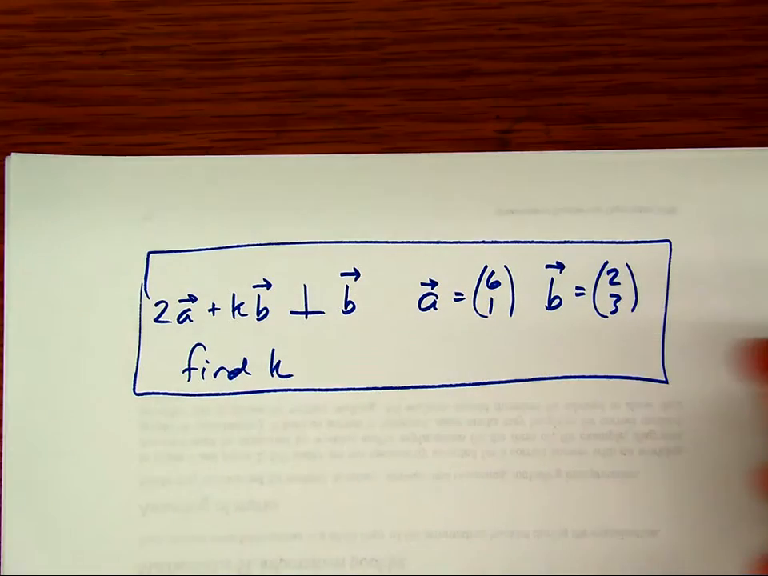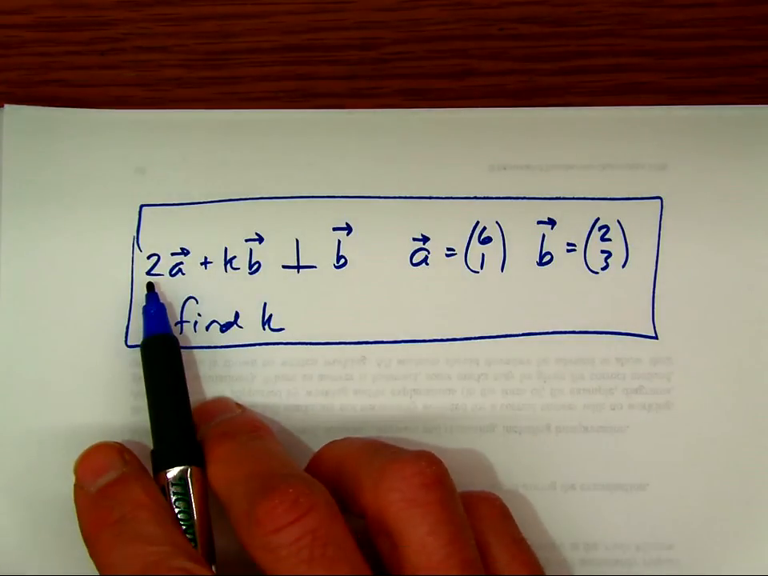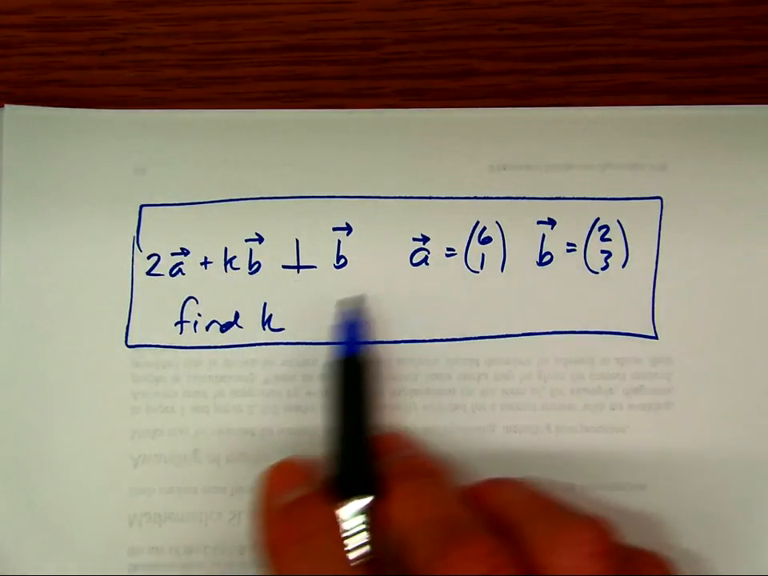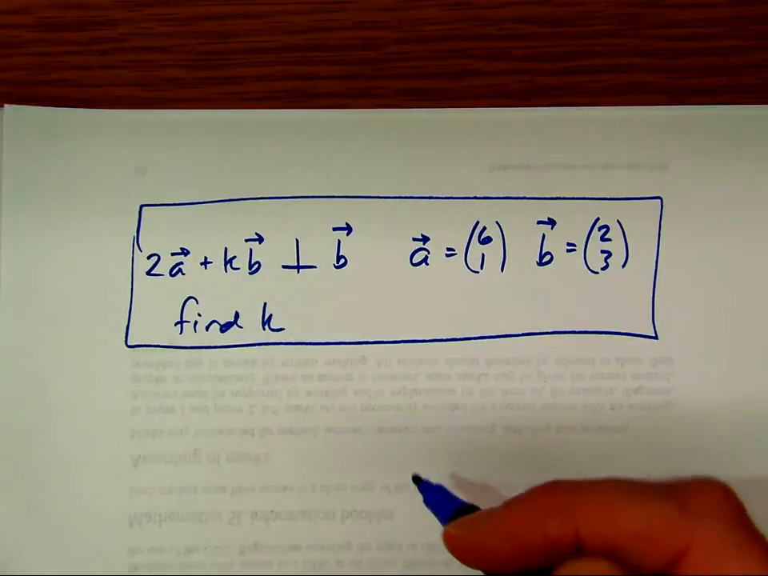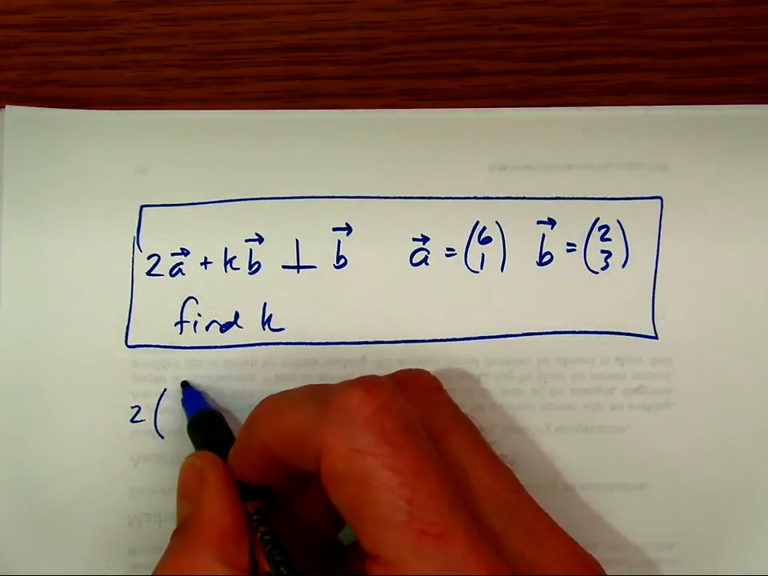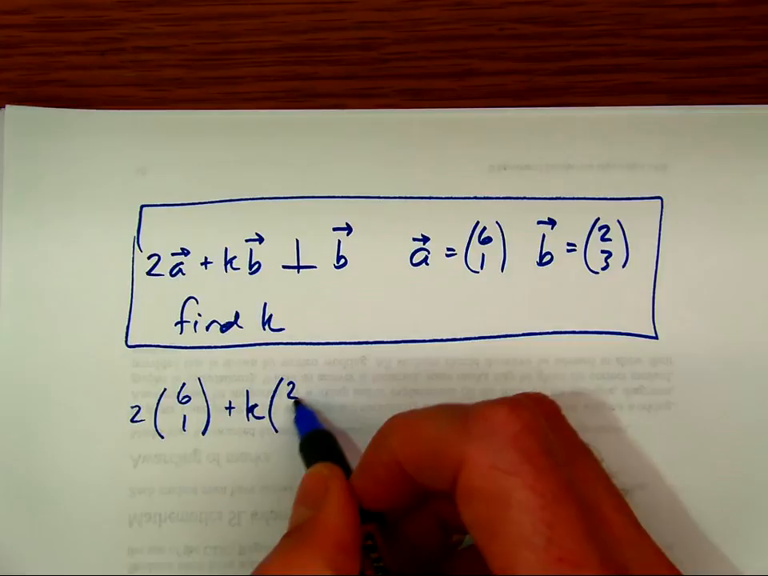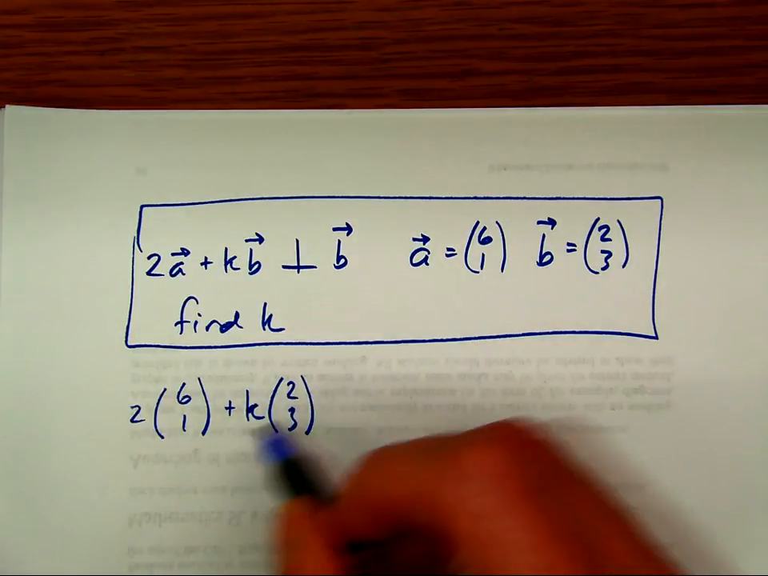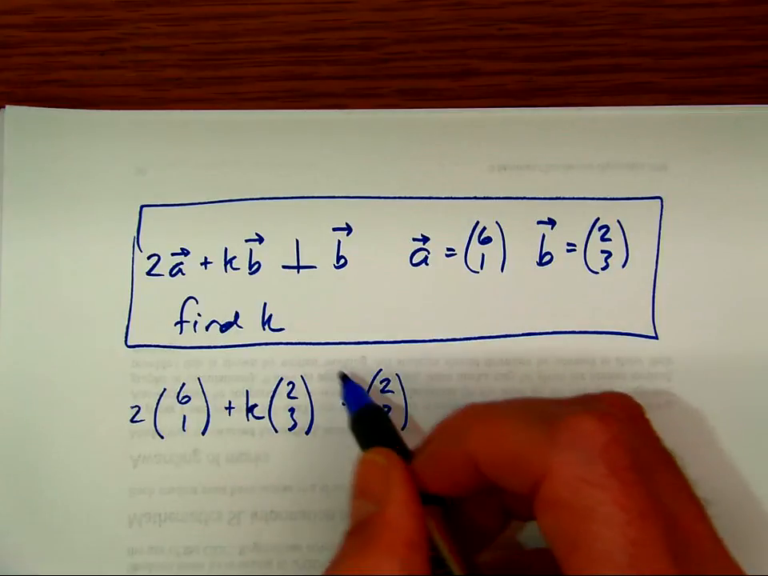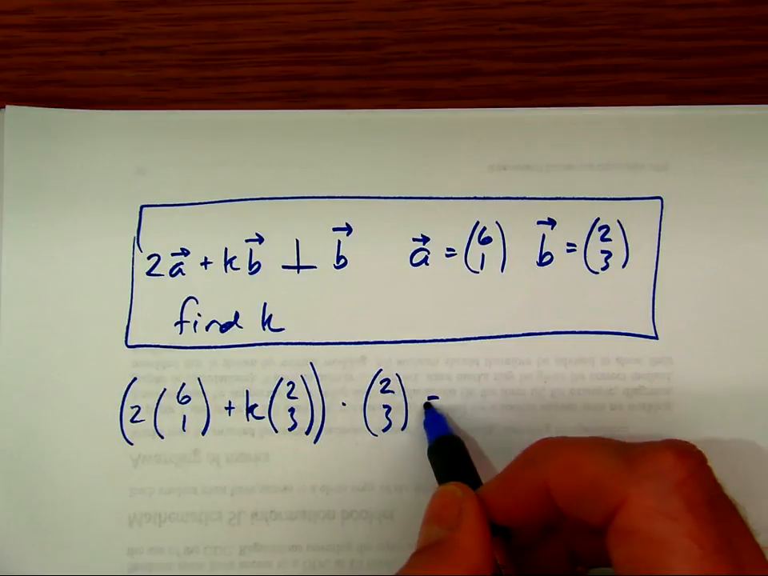Here's the same type of question with different notation, and it says that this vector is perpendicular to this vector. They tell us what A and B are, but we just have to find k that will make these perpendicular. So we just have to substitute A, k, B. That whole thing is perpendicular to B. So if we have this vector dot that vector, we know that equals 0.